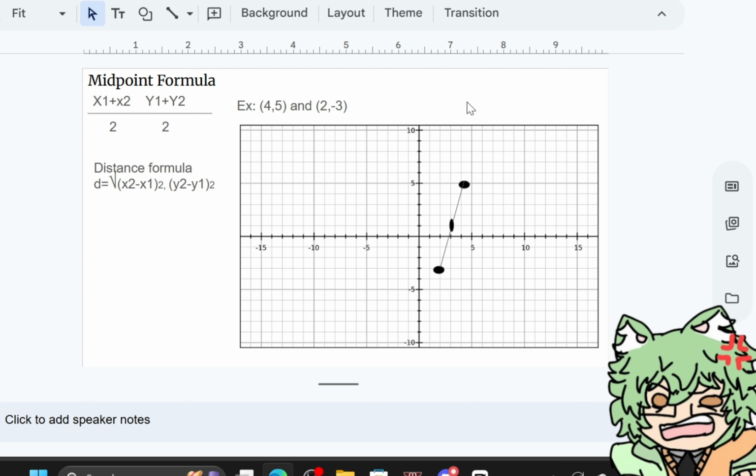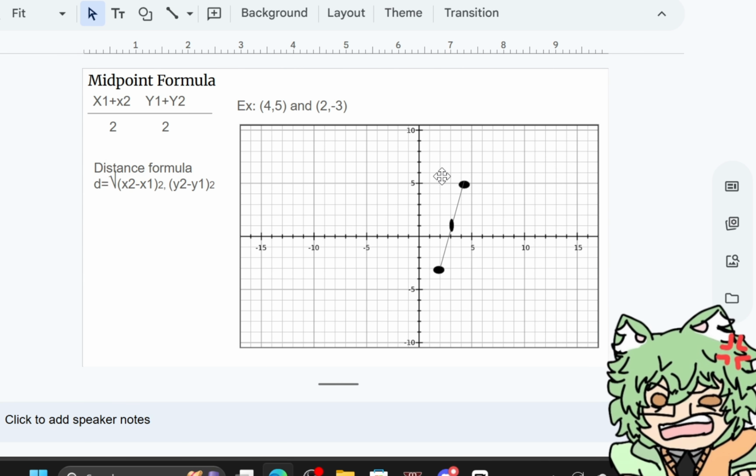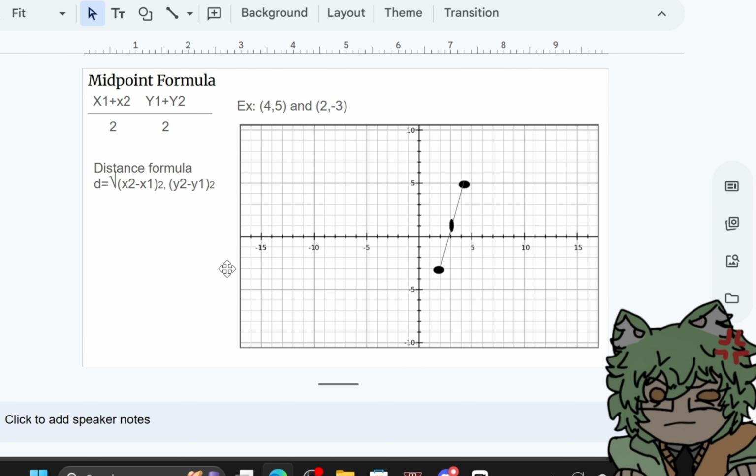Why do we divide by 2? Because you're finding the middle. And how do you find the middle? You divide by 2. Because 10 divided by 2 is 5, and that's the middle of 10. So half. Does that explain it to you? If that didn't, click off. Distance formula.